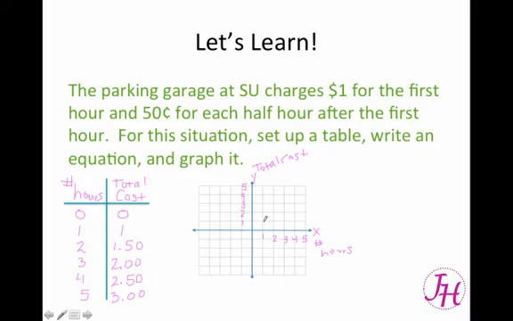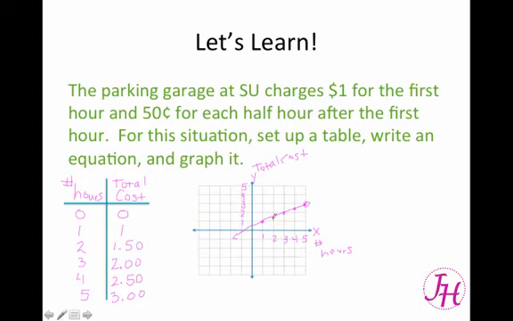So if we park for 1 hour, our total cost is $1. If we park for 2 hours, our total cost is $1.50. If we park for 3 hours, our total cost is $2. If we park for 4 hours, our total cost is $2.50. And if we park for 5 hours, our total cost is $3. So when you connect those points, and I know they're not exactly right, but hopefully you get the gist. It's very difficult to draw a straight line on this, so bear with me. But so here's our line, and now we need to come up with an equation.